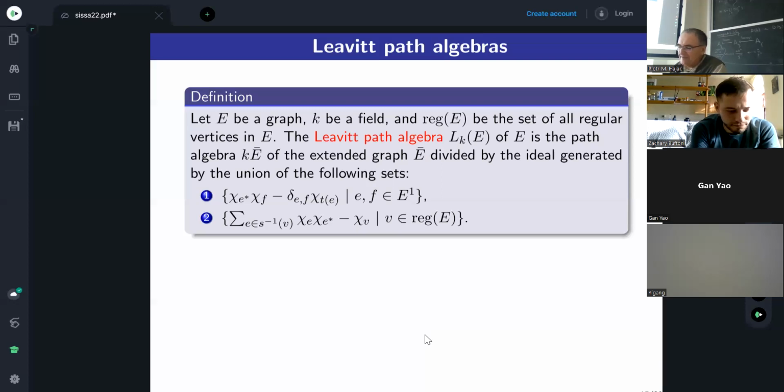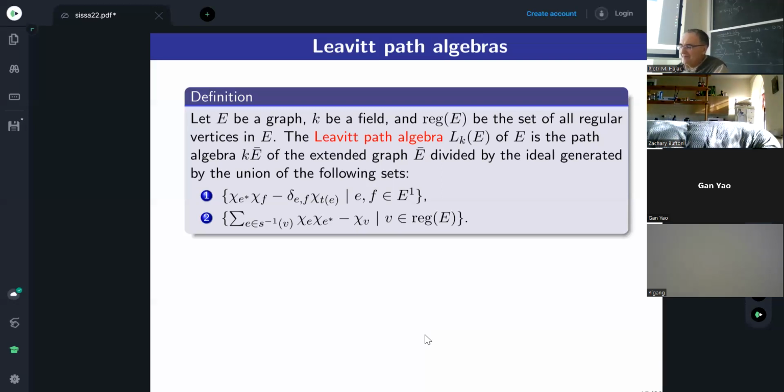All right. So let E be a graph, K be a field, and reg of E be the set of all regular vertices in E. I told you that is important. I told you. Now I'm keeping my word. I need to distinguish regular vertices from other vertices. And at most finitely many.